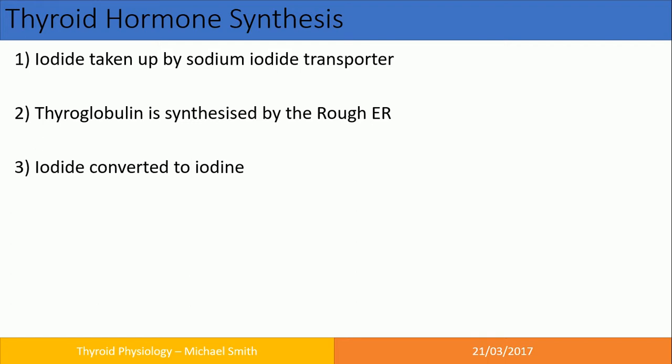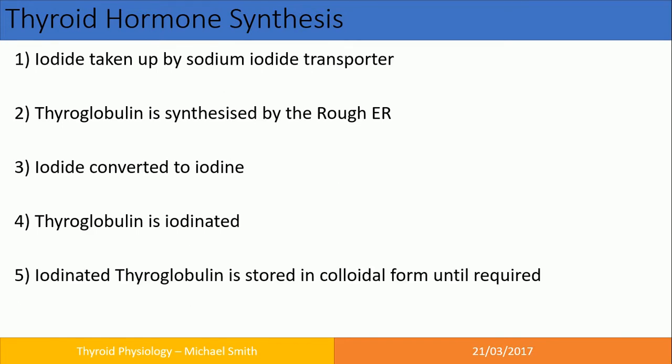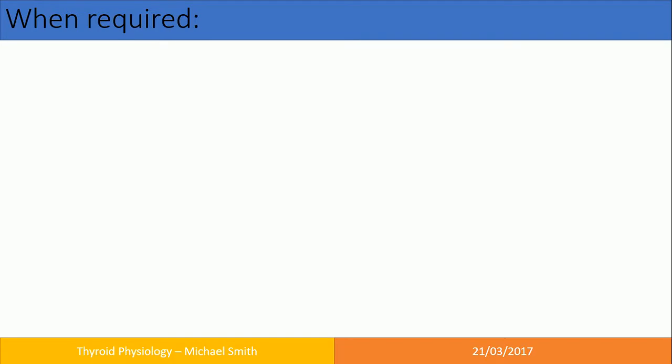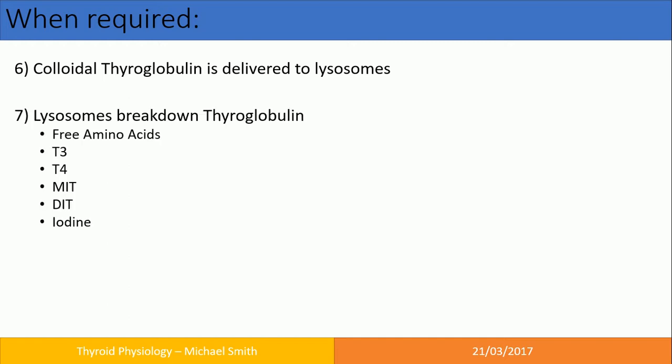The iodide is then converted to iodine, and this iodine is then added to our thyroglobulin to create iodinated Tg. This is then stored in its colloidal form until it's required. And then once it's required, it's transported to lysosomes, which are present within the cell. These lysosomes then will break down our iodinated Tg to give back your iodine, and then various other things, including amino acids, T3 and T4, which are the things that we're looking for.